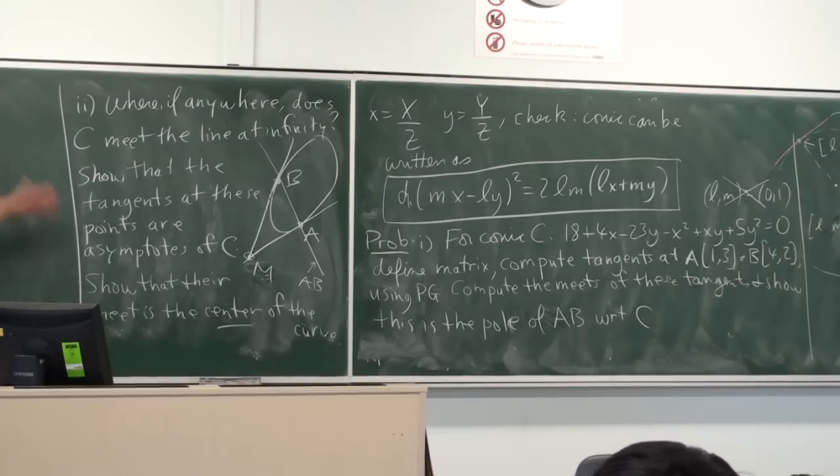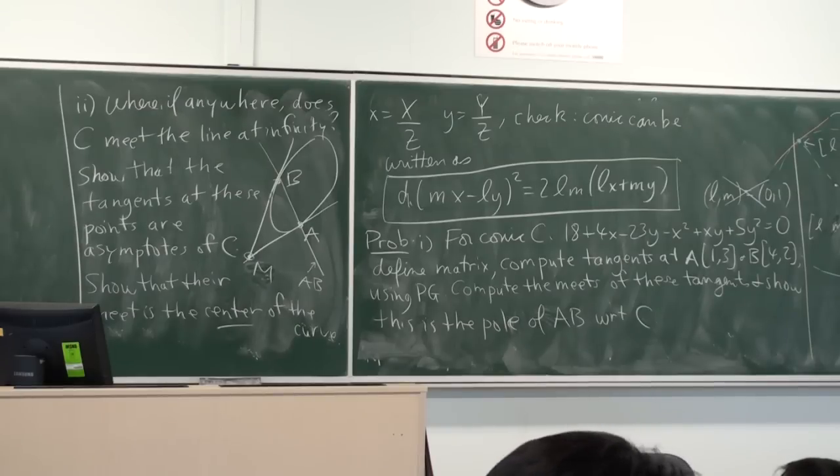That's an important fact about hyperbolas, that if you take the tangents to where the hyperbola meets the line of infinity, those are the asymptotes. And where they meet is the center of the conic.